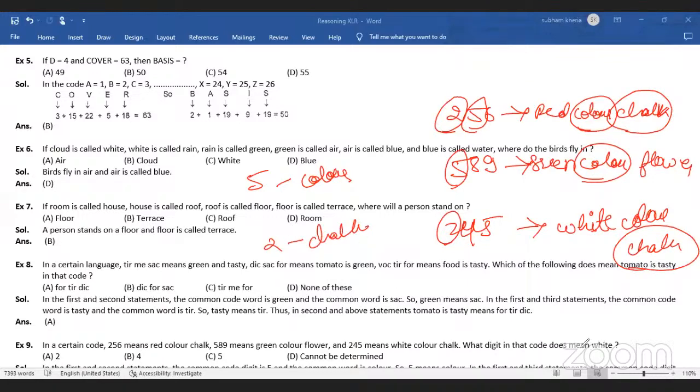5 and 2 done. What do you need to find? White. So here in the third statement, you'll see 2 is gone, 5 is gone. What is remaining? White. And what is the code remaining? 4. Answer is 4. Does anyone have any difficulty understanding this part? Please write it. If you don't write it, I won't be able to understand. Understood by all.